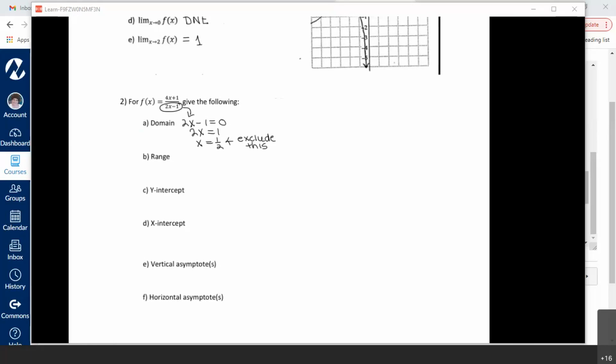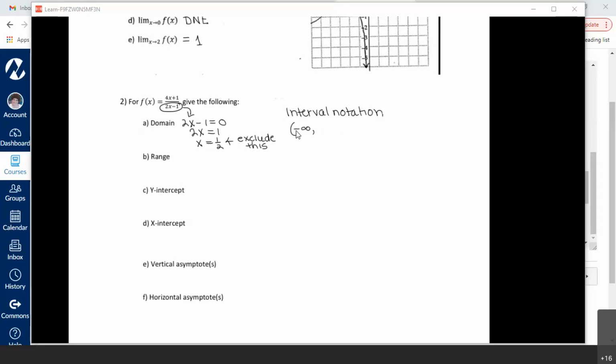So a domain statement in interval notation, which everybody should be comfortable with by now. Here's how you exclude one value. Start at the leftmost negative end of your x-axis. What's out there? Well, that's headed towards negative infinity. Whenever you do an interval, the low values on the left, the high values on the right.